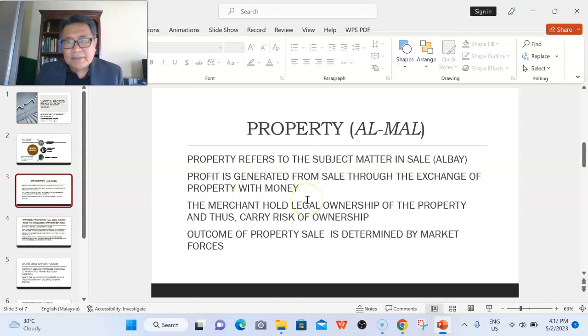So property refers to the subject matter in sale. So in a sale, there is an exchange of property for money. So profit is generated from sale through the exchange of property with money. The merchant holds legal ownership of the property and does carry risk of ownership. So the merchant, who is the selling party, intends to sell the goods he bought from the supplier, and therefore that means he or she will carry the risk of ownership. And what I'm trying to say is that the merchant is risking his capital when he conducts the sale, because the outcome of the property sale is determined by the market forces. So there is no guarantee that the merchant is able to sell at a particular price or guaranteed price, because price is determined by demand and supply.